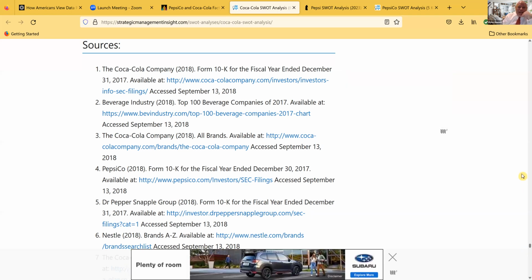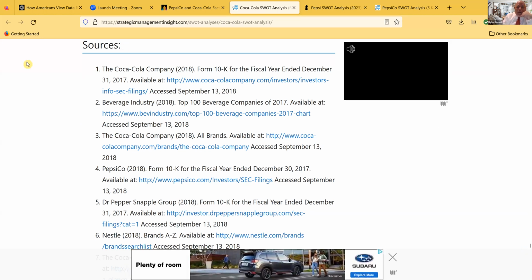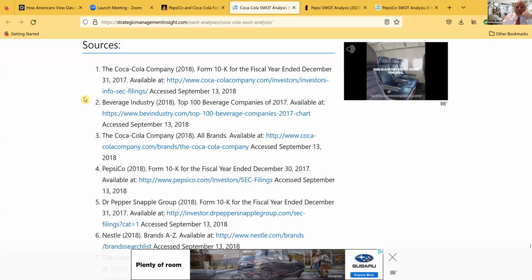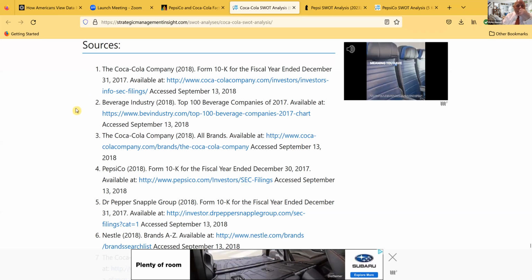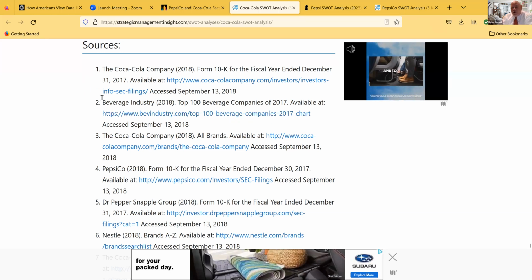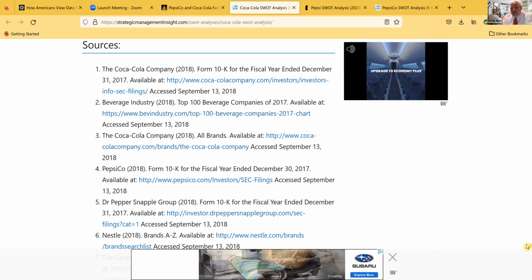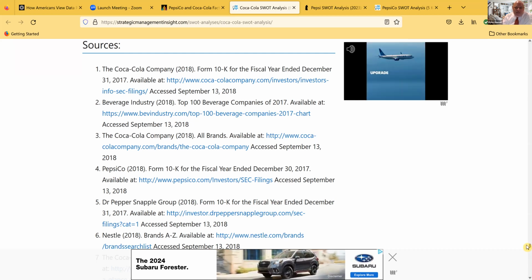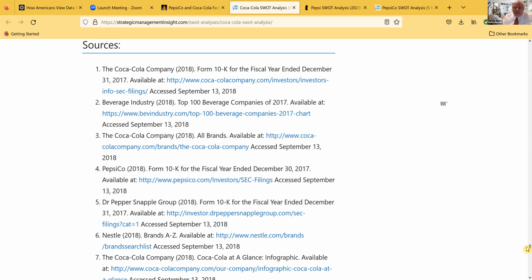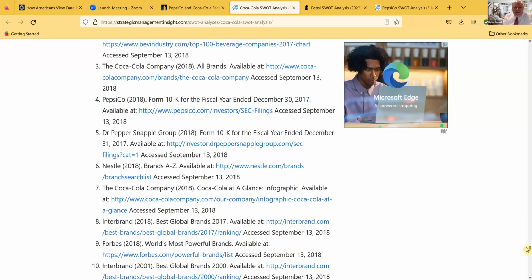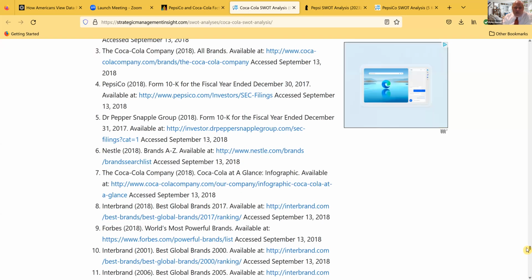Which is basically, I'm sure that he had the opportunity to look at SWOT analyses for Coca-Cola that others have posted to the internet, but here he's sharing. See, you go to all these different sources and then you put together a SWOT analysis, right? And some of it is based on this type of research.